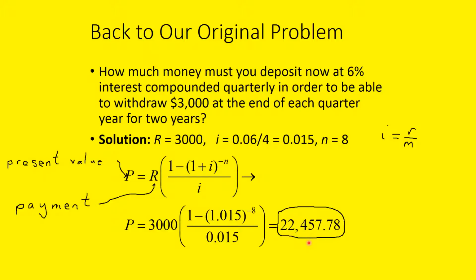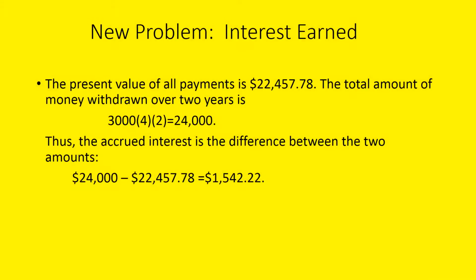Okay, now that's an interesting number. We're done with this problem, and there's another problem to talk about. But why is that interesting? Well, consider this new problem: interest earned. How much interest was earned when we did all that? Okay, so this was the present value. That was the answer that we just got.